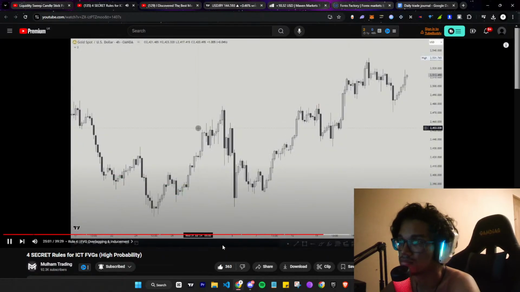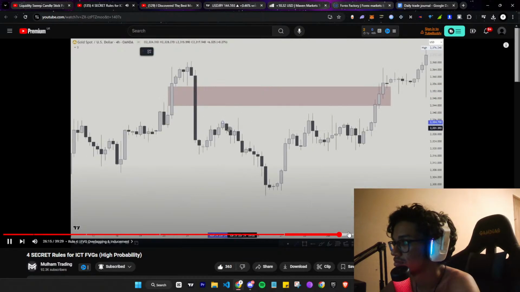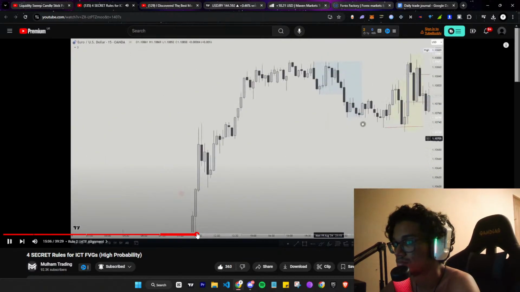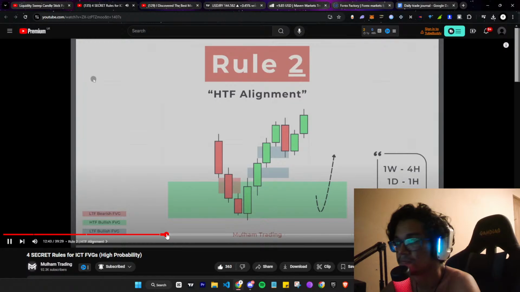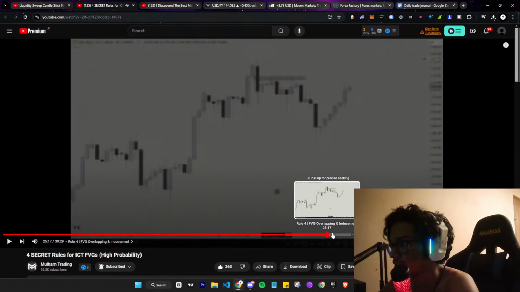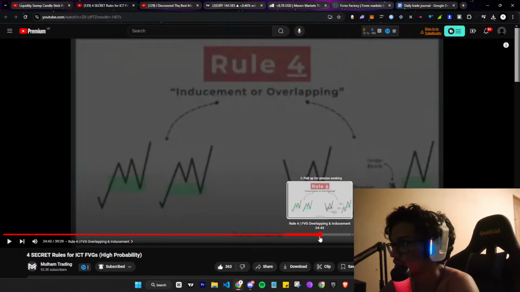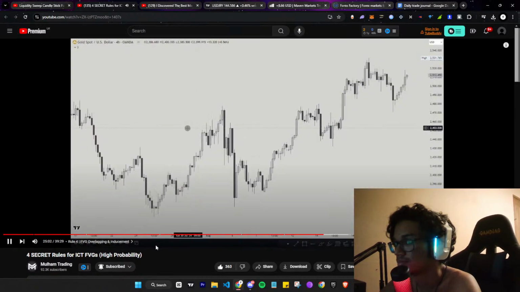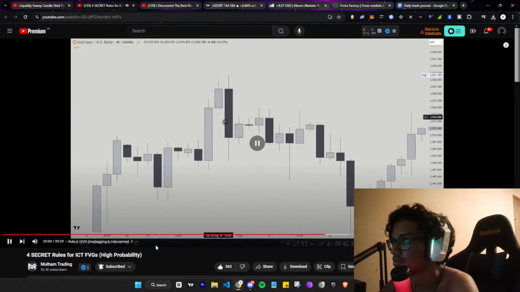We're gonna go again on the 4 hour. A lot of examples we have here. So an example of the overlapping, where we have a balanced price range, for example, which is two fair value gaps overlapping with each other. You see fair value gap here, fair value gap here. That's the overlapping. That's one type of it.